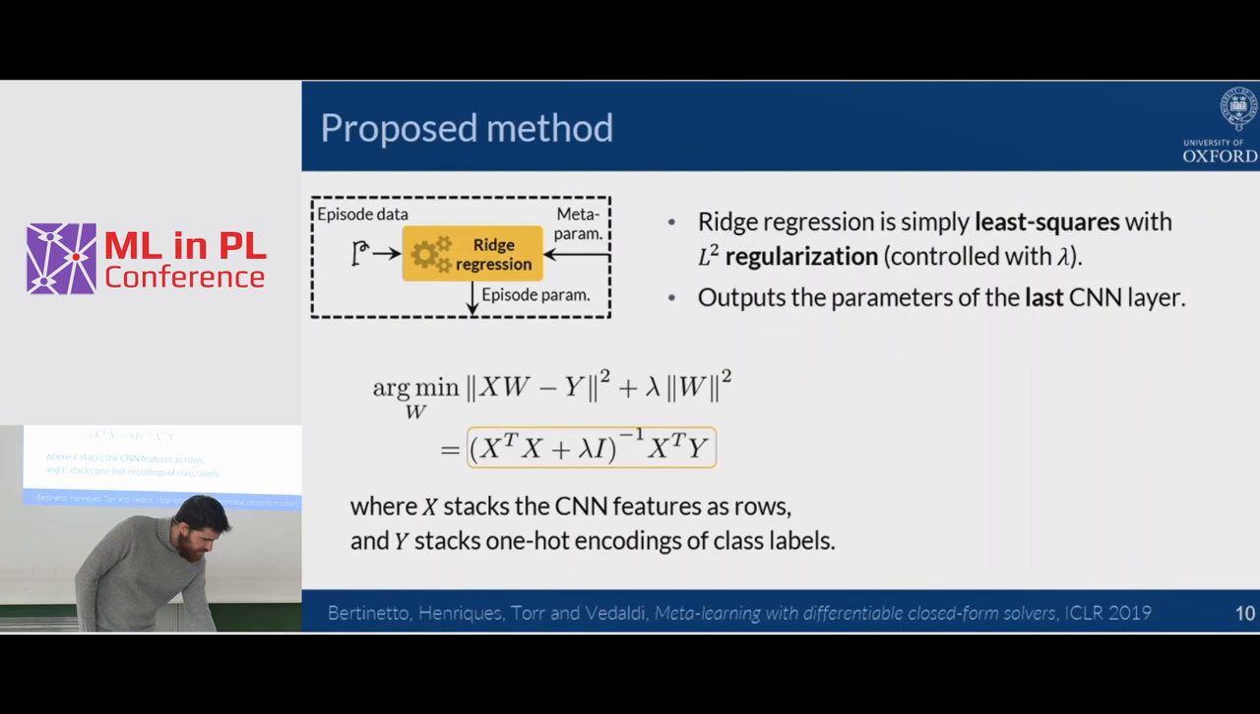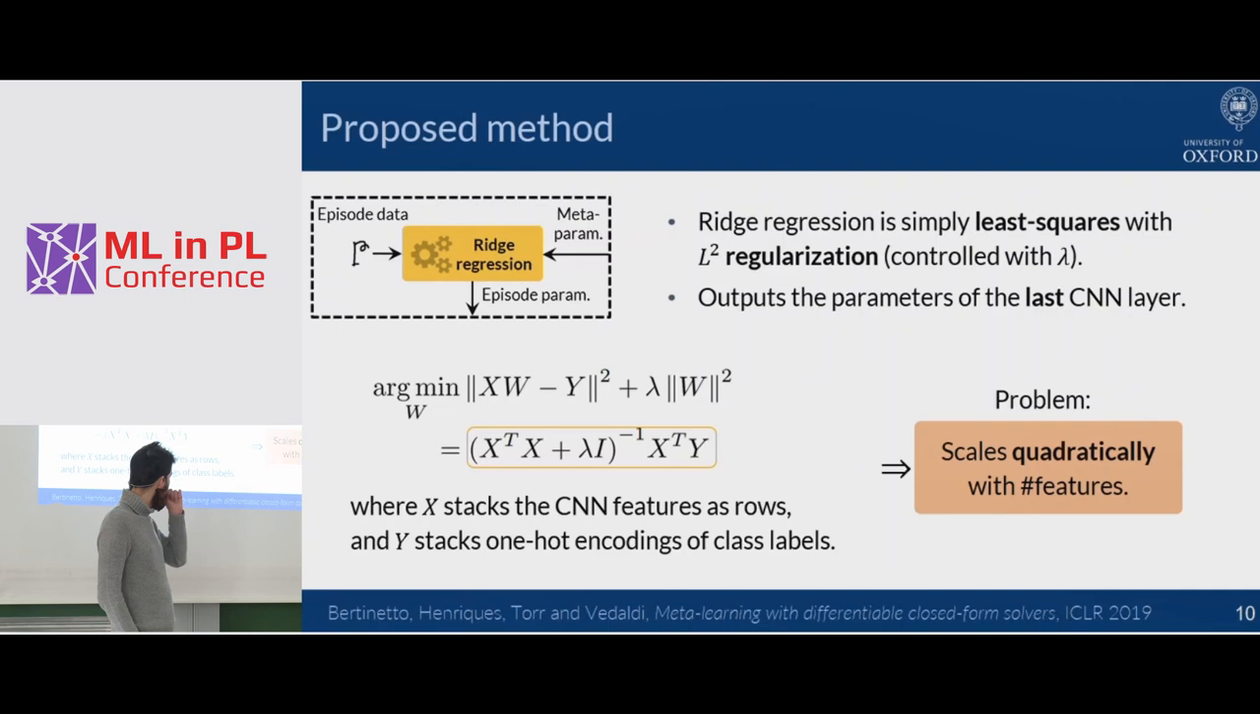One thing that's a bit awkward is this matrix inversion. If you have too many features, this inversion will be large. That doesn't really help in a deep learning setting where you want to go through millions of samples quickly. Essentially, it scales quadratically with the number of features. There's a nice way to solve this by using the Woodbury identity. It looks like what you see there.